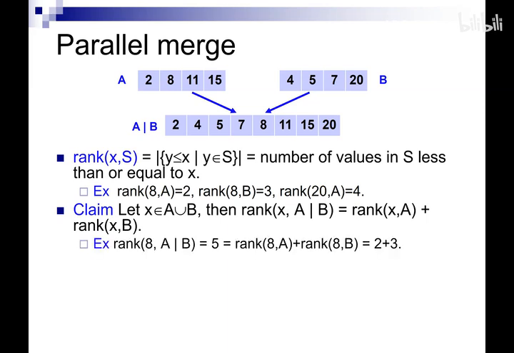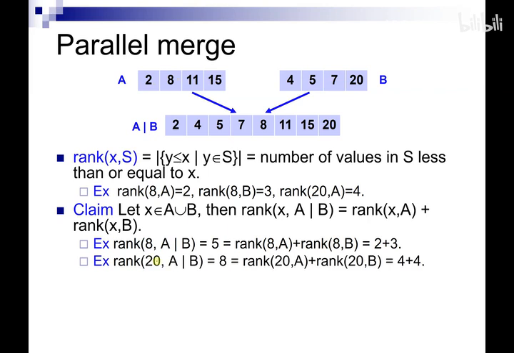As an example of this, suppose you want the rank of 8 in the overall list. Once you combine A with B, there are 5 values less than or equal to 8. This happens to be equal to the rank of 8 in A, which is 2, and the rank of 8 in B, which is 3. Likewise, the rank of 20 is going to be 8, because 20 is the 8th value in this overall sorted list. This is equal to the rank of 20 in A, which is 4, and the rank of 20 in B, which is also 4.